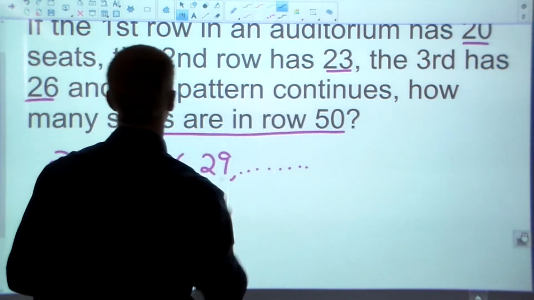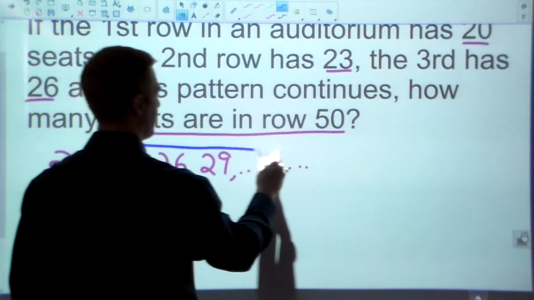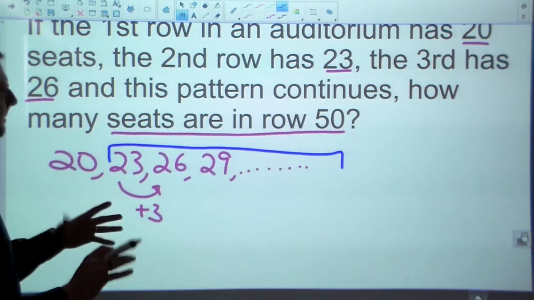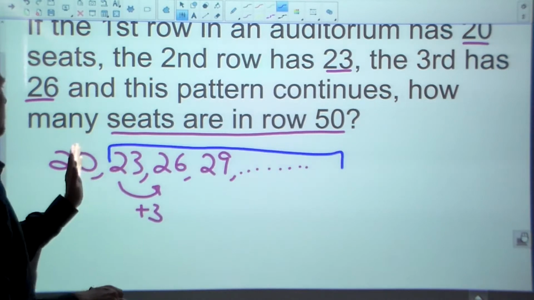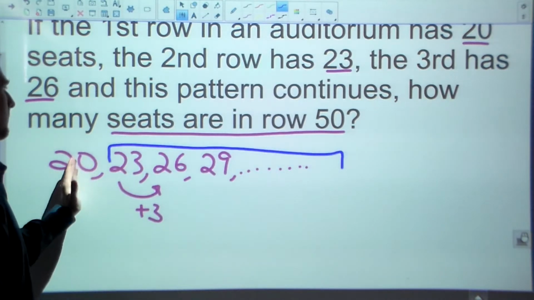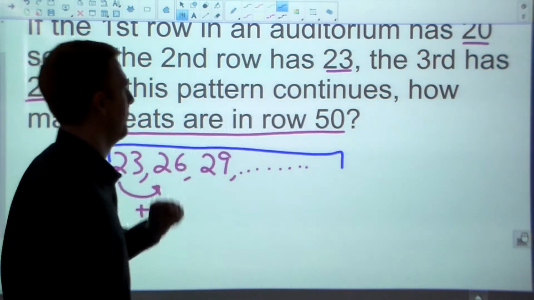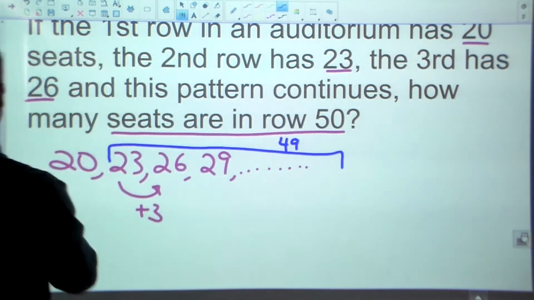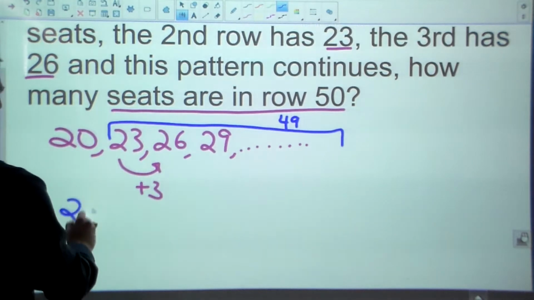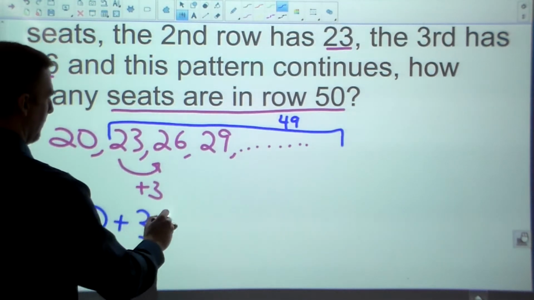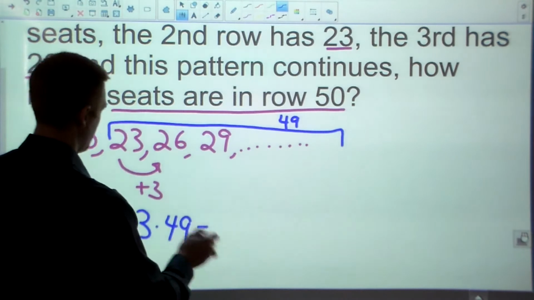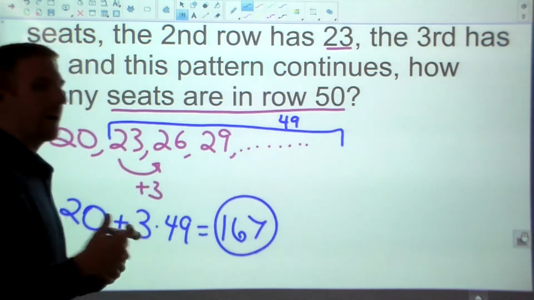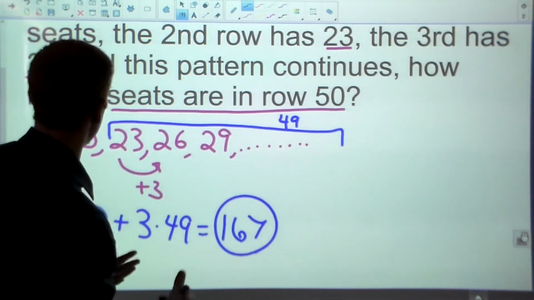And usually the way I see this go in class, if I ask, all right, well, how many times do we add 3? Well, this is kind of a little tricky, you have to be careful. If this is the first row, and you're going to add 3 a bunch more times to make it to row 50, you're going to add 3 49 more times. So an easy way to get this would be 20 plus 3 times 49, which is 20 plus 147, so 167.